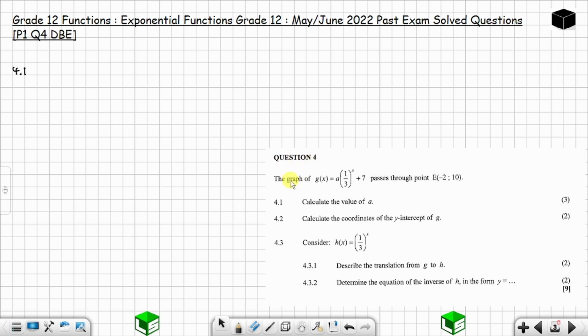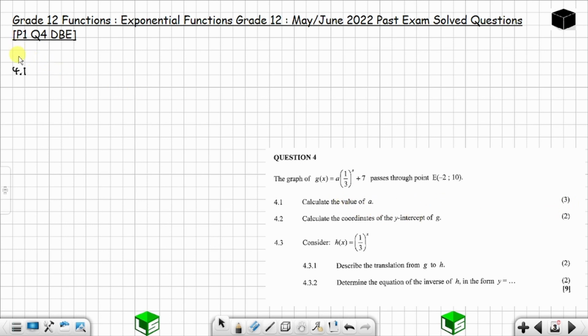Question 4. The graph of g of x is equal to a, in brackets 1 over 3 to the power of x, plus 7. And the graph passes through point E, and you have the coordinates of point E. Now, question 4.1: calculate the value of a. The question is 3 marks.